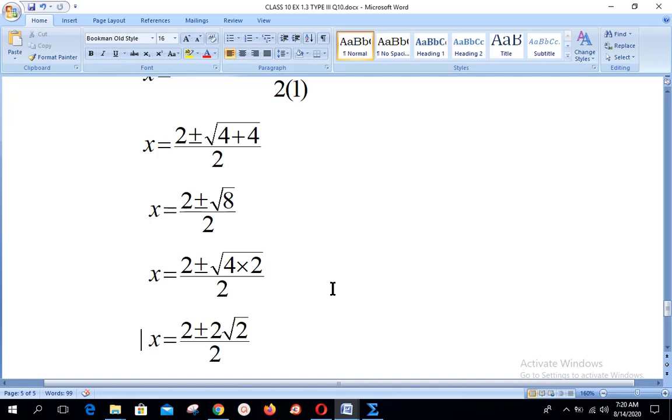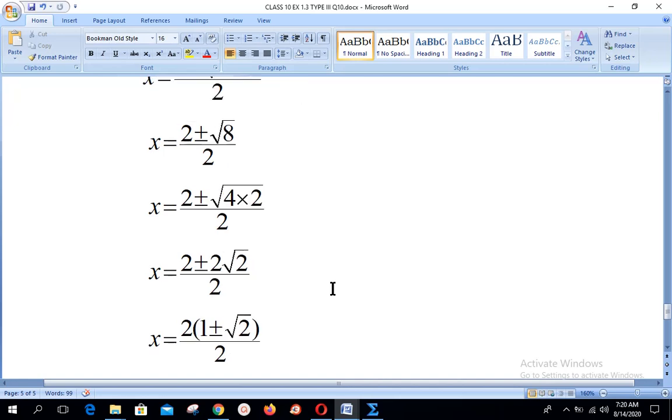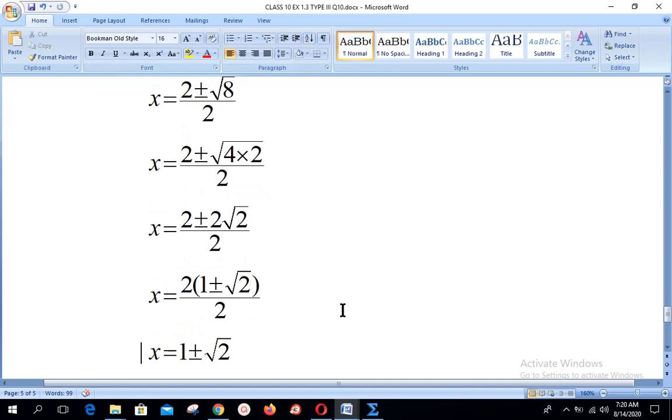Viewers, well clear that from the numerator 2 is common. Taking 2 as common, we have 2 into 1 plus minus square root 2, whole divided by 2. What will happen? The denominator 2 and this numerator 2 both will cancel, and you will have your value of x as x is equal to 1 plus minus square root 2. That is the answer in this solution.